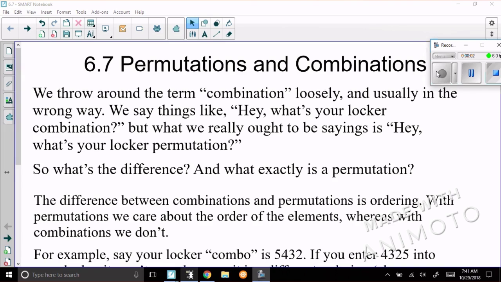Today we're going to learn about permutations and combinations. It's from 6.7. Now this first part's a little bit wordy. You don't have to write all of it down. I'll tell you what I want you to write down, but pay attention.